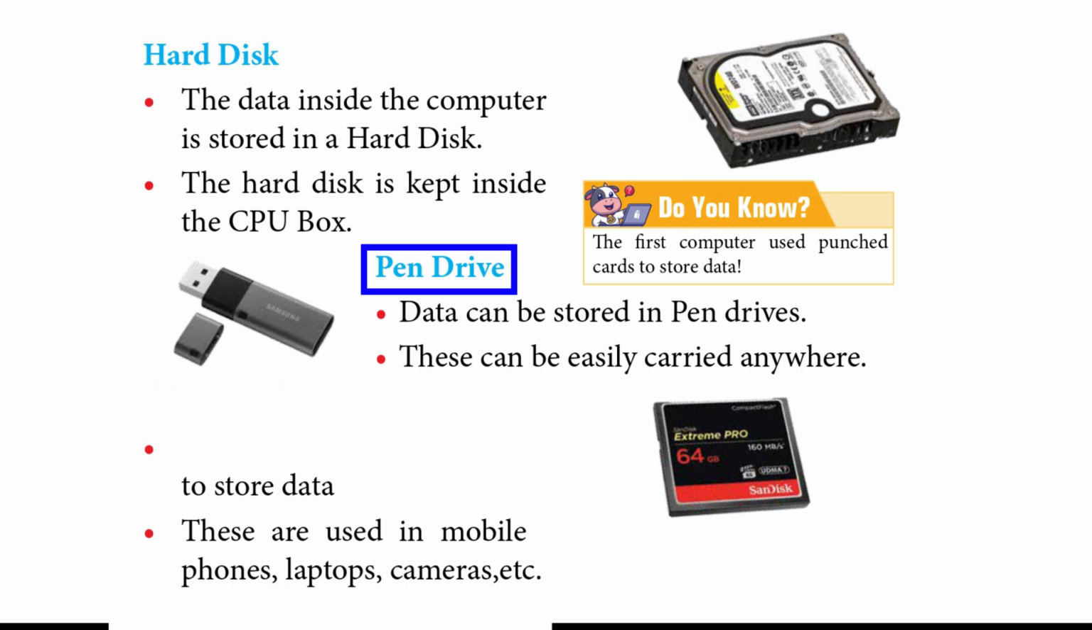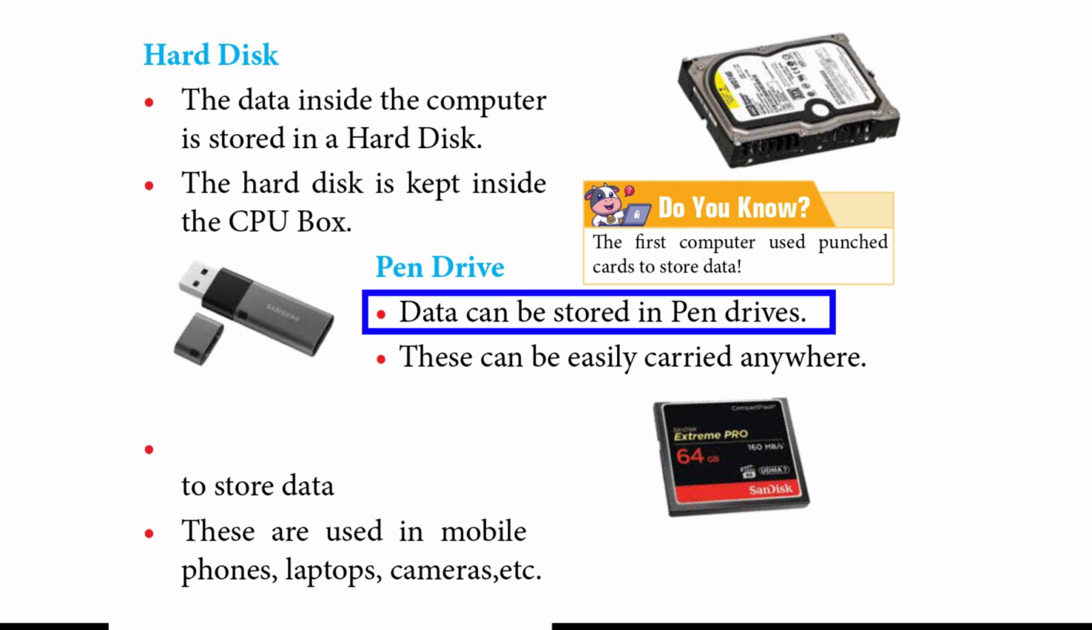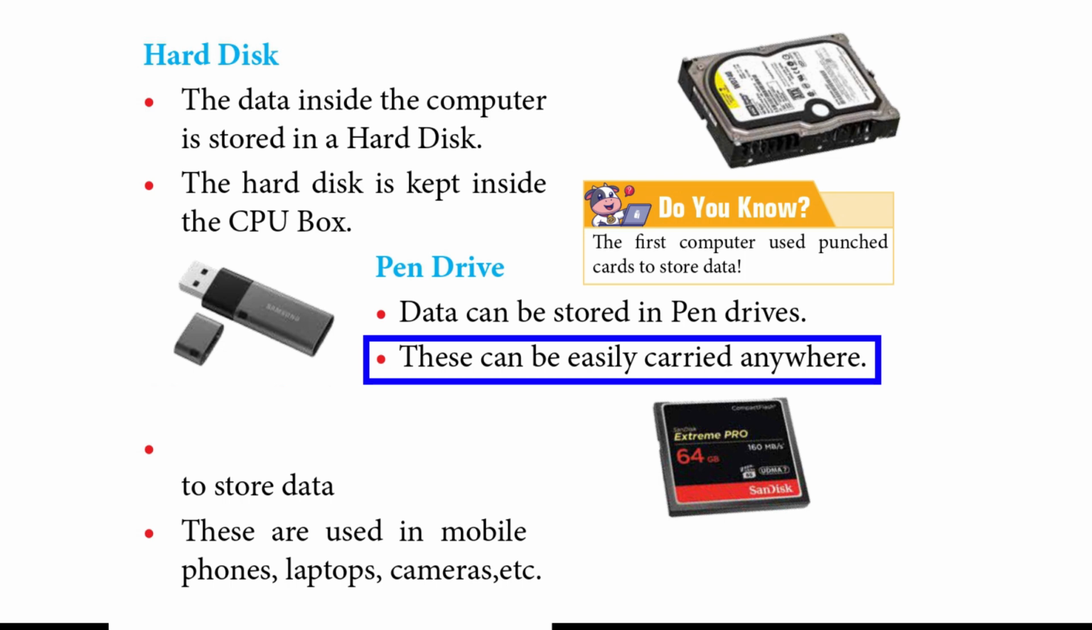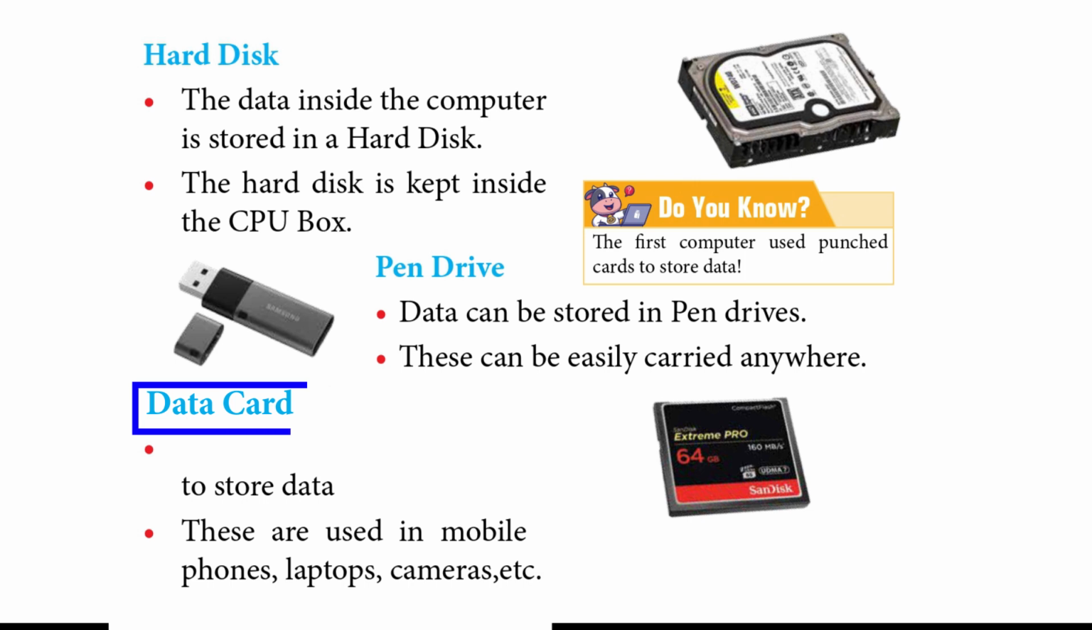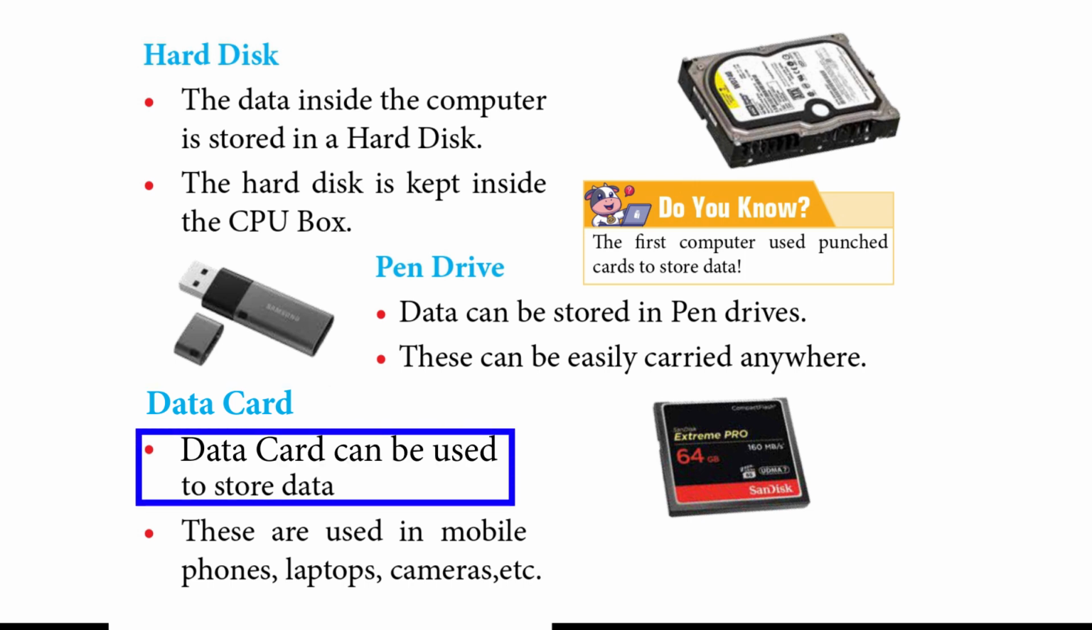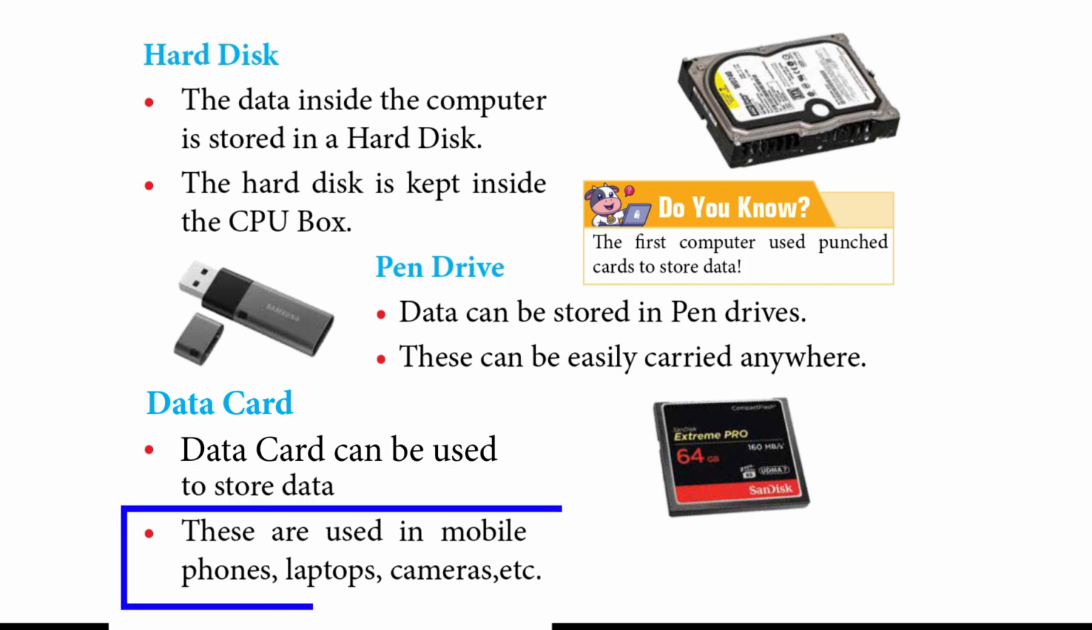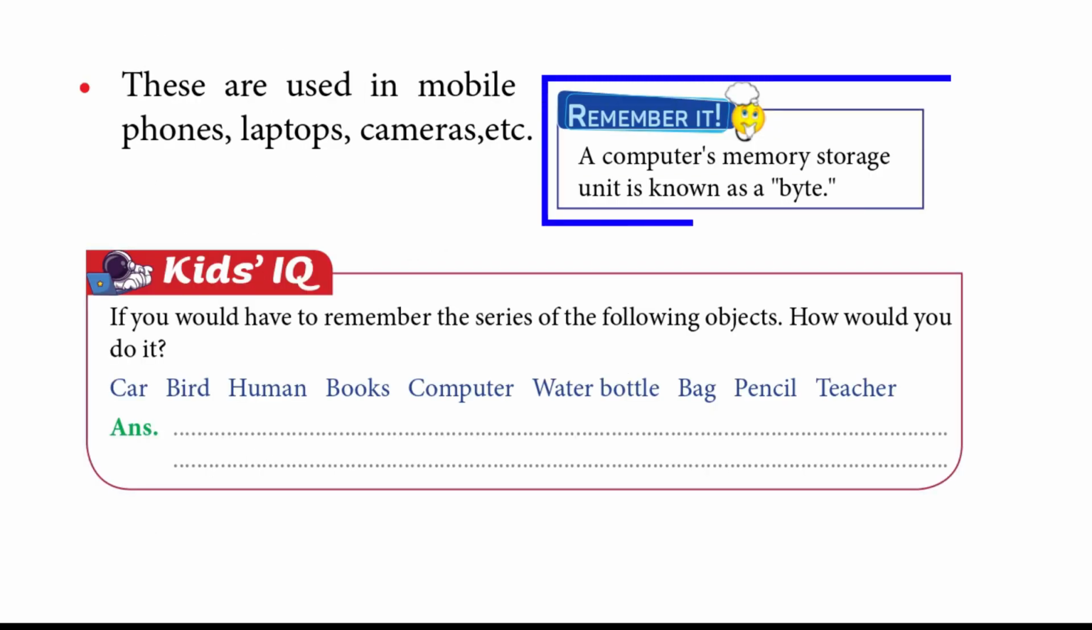Pen drive. 1. Data can be stored in pen drives. 2. These can be easily carried anywhere. Data card. 1. Data cards can be used to store data. 2. These are used in mobile phones, laptops, cameras, etc. Remember it. A computer's memory storage unit is known as a byte.